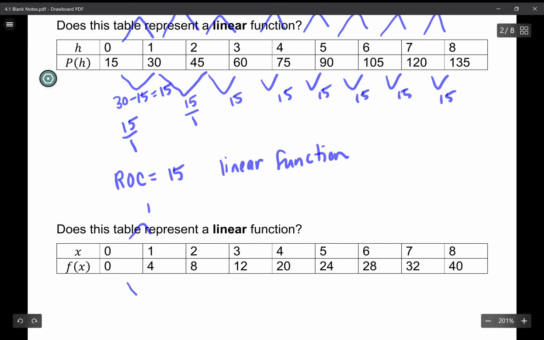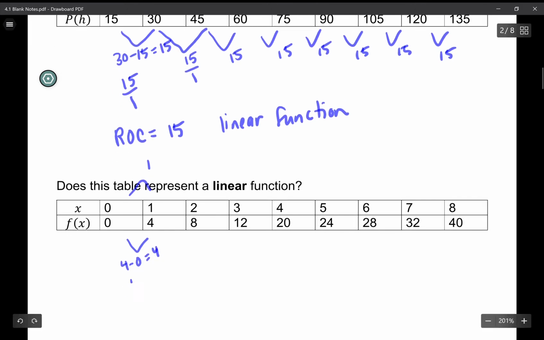Well, 4 minus 0, that's 4. So my rate of change from 0 to 1 is 4 to 1. Again, 8 minus 4 is 4. That's looking pretty good. Again, another change of 4 to 1. Uh-oh, nope, 12 minus 8. I'm not good at subtraction apparently. Still 4. Are we thinking this is linear? Don't stop now. Oh no. 20 minus 12 is not 4. That's 8. So we have an 8 to 1 change.